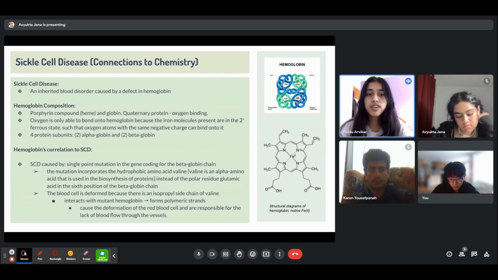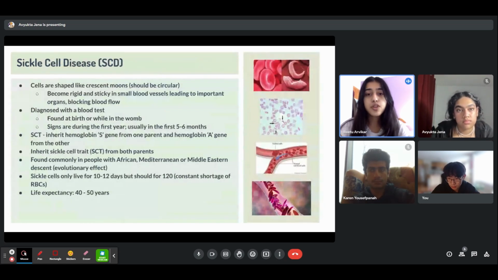And so you essentially inherit the hemoglobin S gene and the hemoglobin A gene from each parent, which results in the inheriting of the sickle cell trait. However, in order to actually get the disease, you need to get the sickle cell trait from both your parents. Lastly, sickle cells only live for about 10 to 12 days, but should be living for about 120 days, which is what causes this consistent shortage in red blood cells. And as a result, most people's life expectancy with this disease is only about 40 to 50 years old.